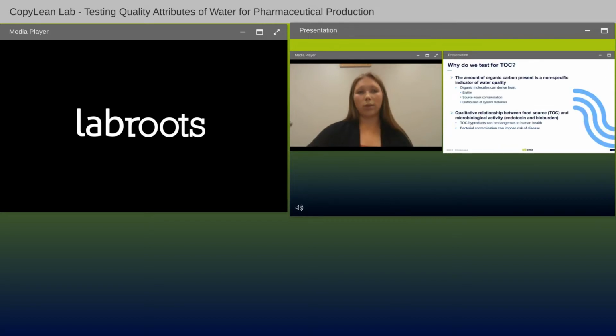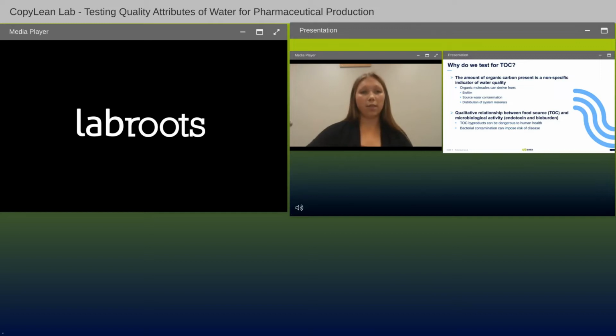Why is it important to test for TOC? The amount of organics present can be derived from chemical contamination or bacterial contamination. Sources can include biofilm and distribution system contamination. TOC also has a qualitative relationship with microbiological activity that can lead to increased endotoxin and bioburden as organic compounds act as nutrient sources for bacteria.